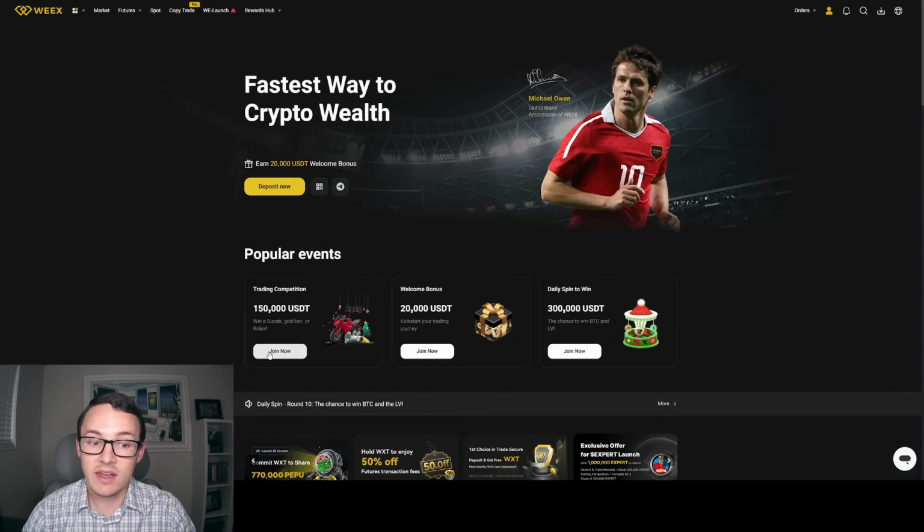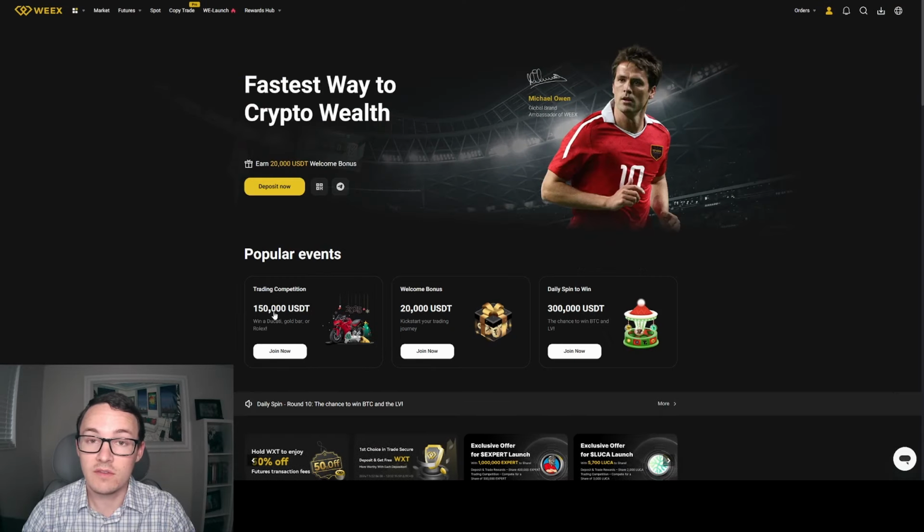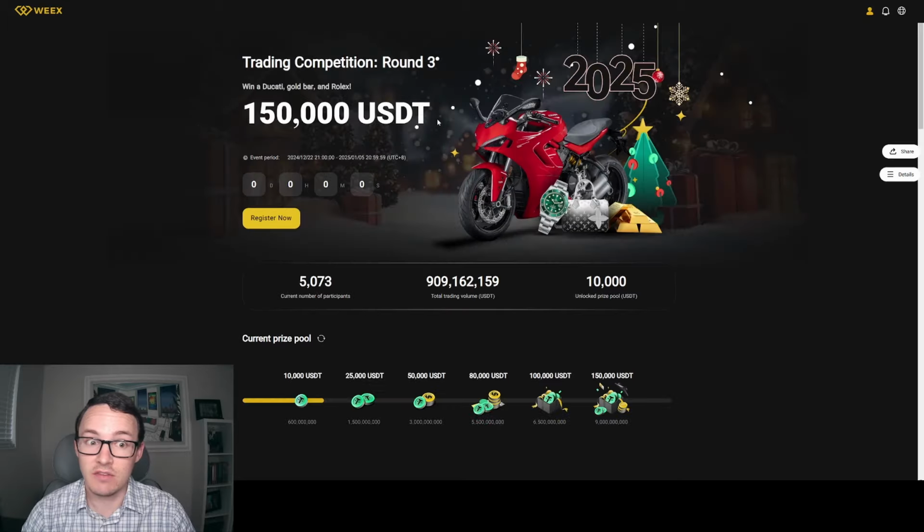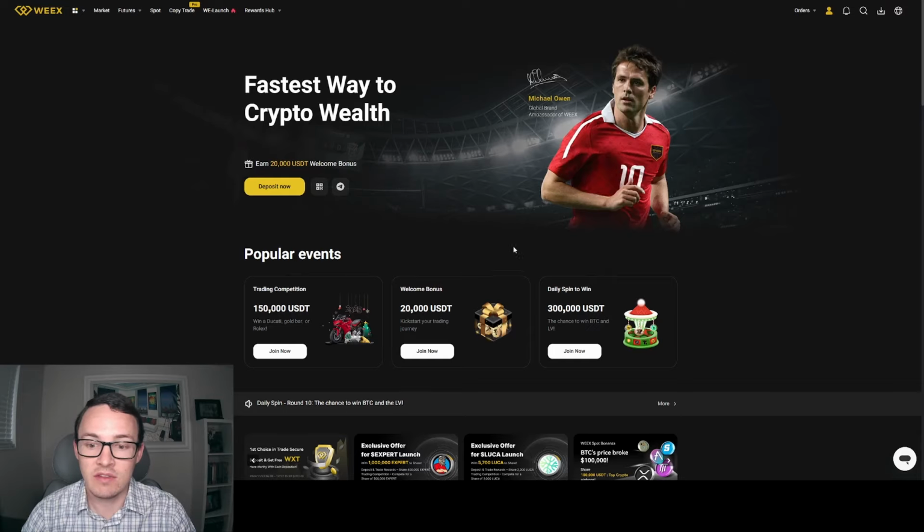They also have trading competitions where you can get up to 150,000 USDT. You can win a Ducati, a gold bar, a Rolex, a whole bunch of crazy stuff. They do these very frequently, so definitely something to look at if you're interested. Obviously lots of rewards here. They do it scaling based on total trading volume and the people participating. So obviously more bonuses and incentives to trade.